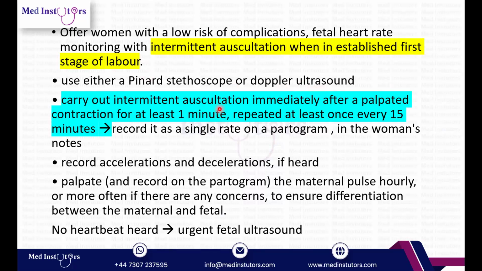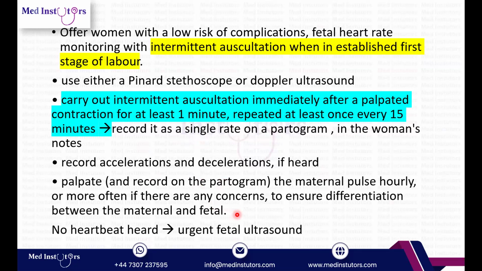Now, this is an important question. How do you carry out the intermittent auscultation? Here, immediately after a palpated contraction, listen to the heartbeat for at least 1 minute. Repeat at least every 15 minutes. Record it as a single rate on the partogram or in the woman's notes. We have to record the accelerations and decelerations if heard, and palpate the maternal pulse hourly or more often if there are any concerns. And it is very crucial that we differentiate between the uterine souffle and the fetal heart rate, because the uterine souffle would coincide with the maternal pulse.